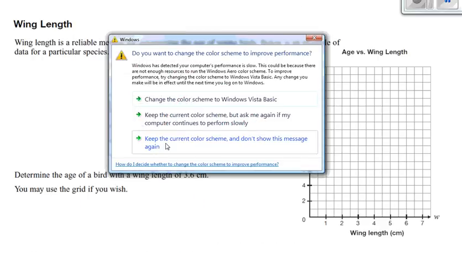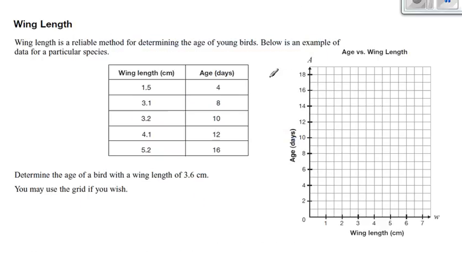Good. Why does it keep doing that? Anyway, here's another good question. Wing length. Wing length is a reliable method for determining the age of young birds. Below is an example of data for a particular species. Determine the age of a bird with a wing length of 3.6.